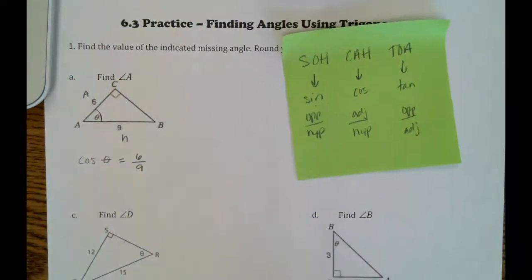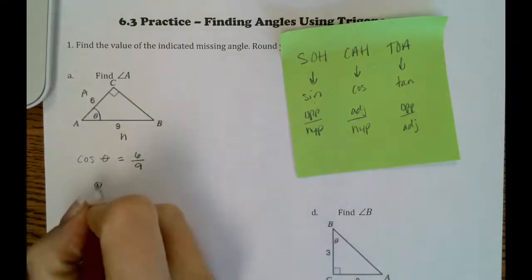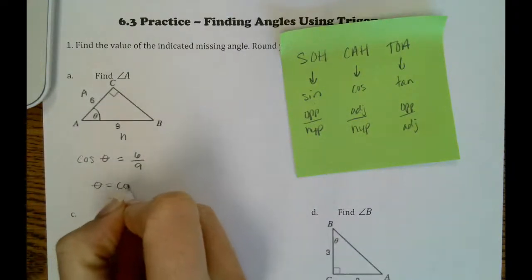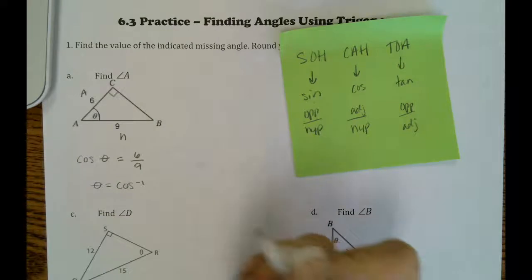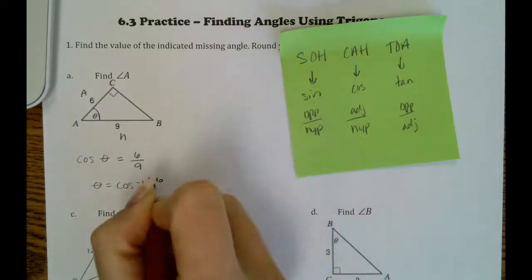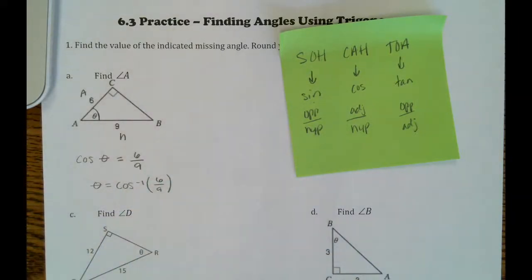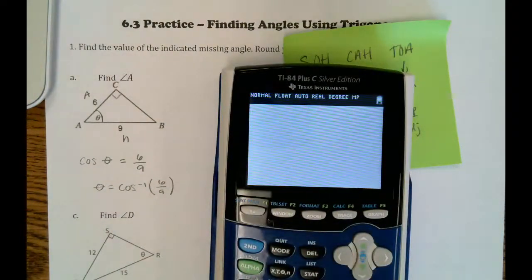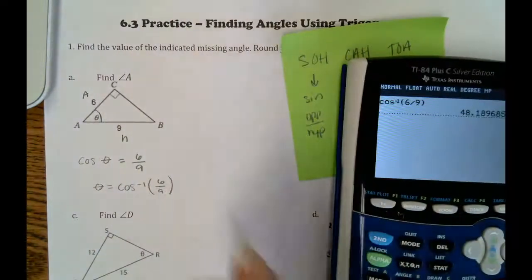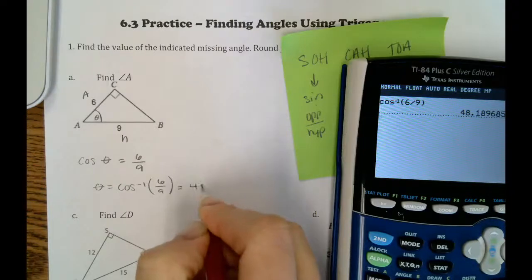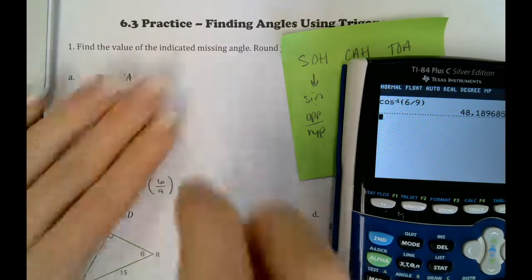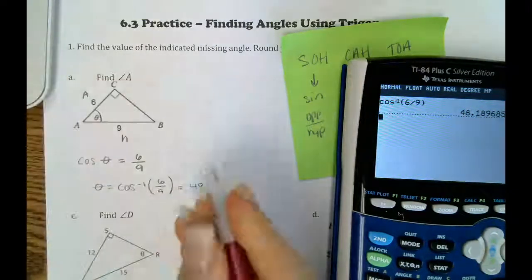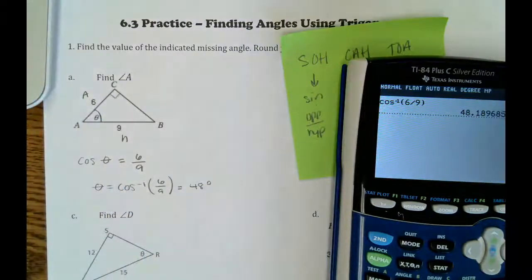Okay, so you're going to need your calculator for this because we're going to actually solve for the angle. And when we're solving for an angle, we always do that inverse. So we're doing the inverse cosine of 6 over 9. Which gets us 48.2. Oops, we're going to round to the nearest whole. Almost forgot. So that would be 48 degrees.